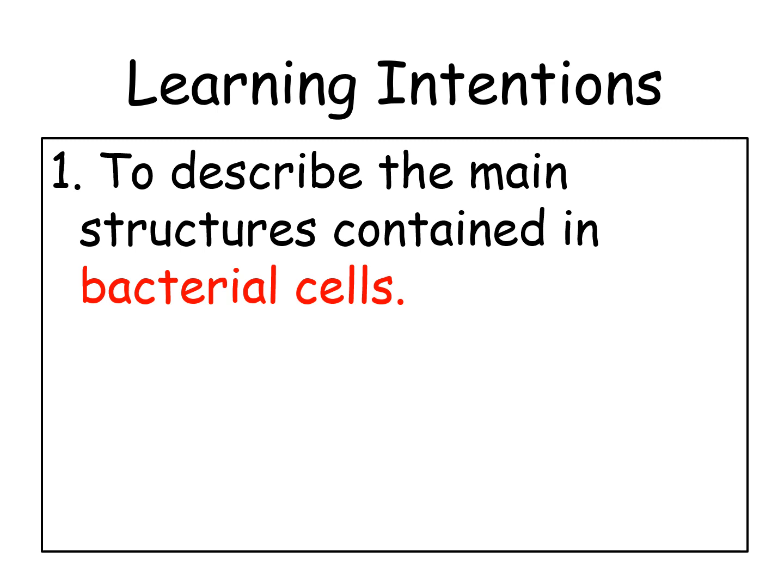So to recap this week's lesson, the learning intention this week was to describe the main structures contained within the bacterial cell. We've learned this week that the bacterial cell contains 6 key structures: the cell membrane, the cytoplasm, the ribosomes, the cell wall, and 2 new structures, the plasmid and the circular chromosome. Keep in mind that it does not contain a mitochondria, the nucleus, chloroplast, or a vacuole.